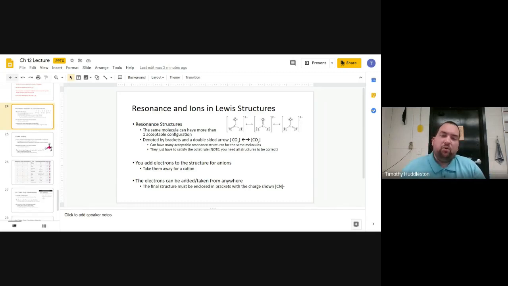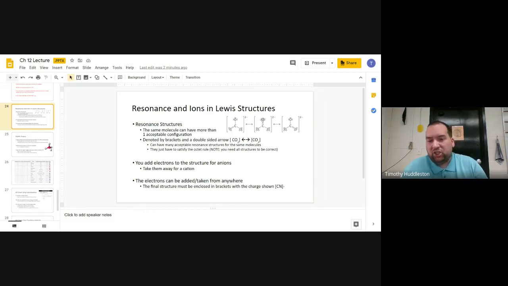The same molecule can have more than one acceptable configuration. So what that means is that this O does not like the fact that it's sharing more of its electrons with C than all the other O's are. So it's like, that's not fair. Just like when you guys complain about a teacher telling you to not talk, you say, well, everybody else is talking. It's like, well, everybody else doesn't have to share this many.